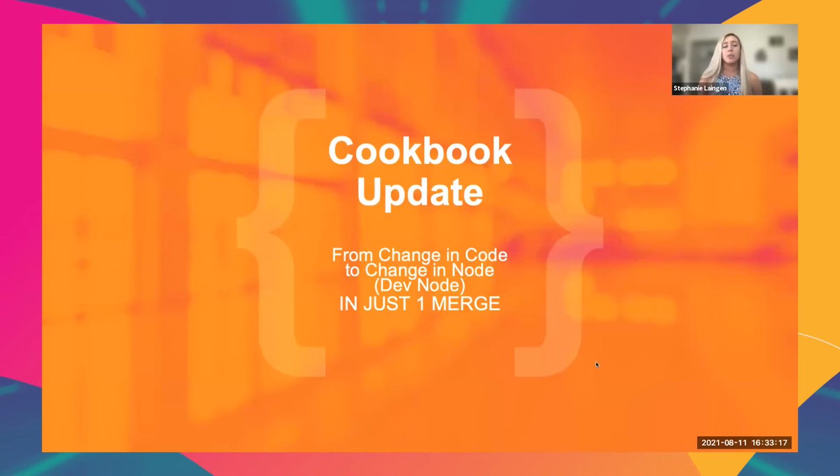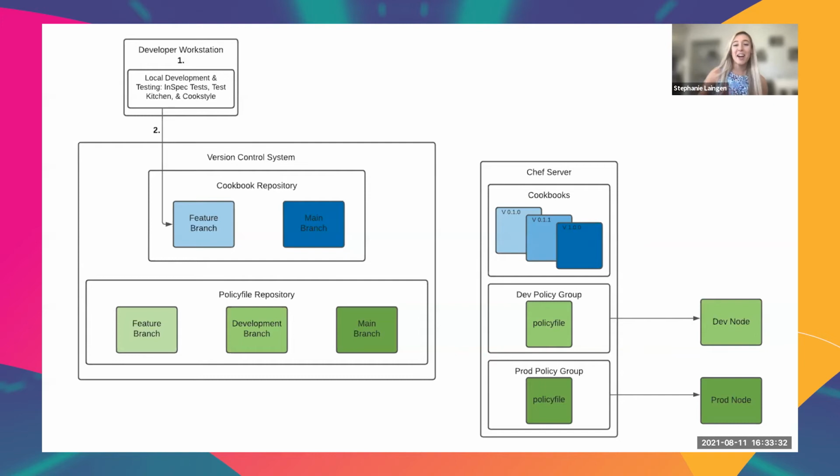So how do we do this same exact thing, making a change, going from our change in our cookbook code to a change in our dev node in just one merge? So let's see. We're going to start with the same 2 steps, right? These are the basic, just developing, testing, updating the version of the cookbook, and pushing it up to the feature branch.